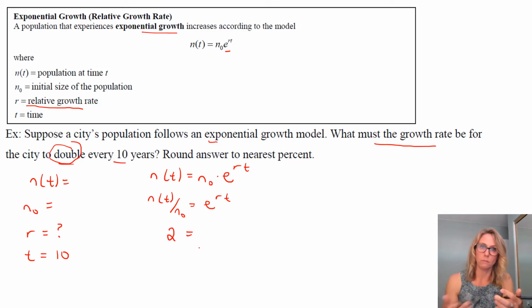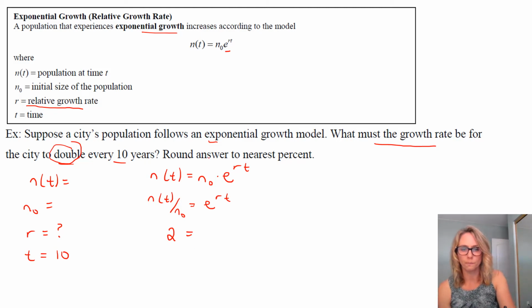It's gone, it's doubled itself. And so because of that, we don't need to know what it is and what it's ending. We just know that it needs to double. And so that ratio needs to be 2. Then we were also given that the time would be 10. So we have 10 times the rate.